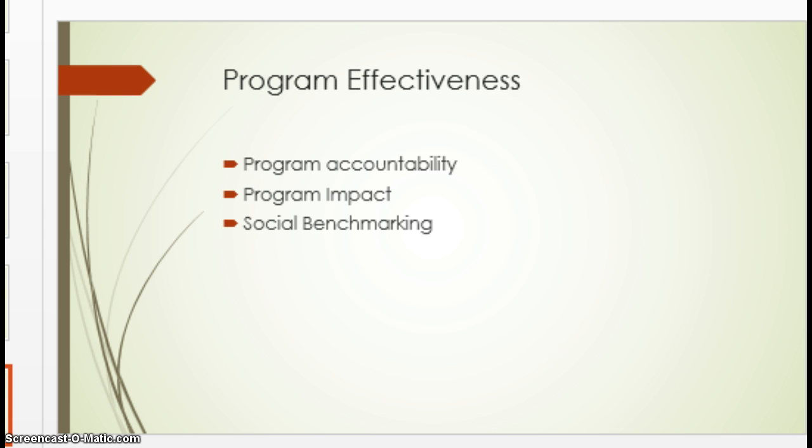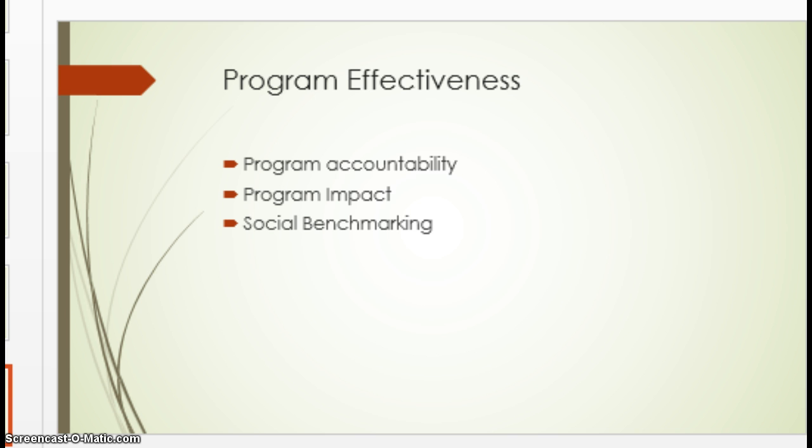Assessment information is also used to determine program effectiveness. We're all familiar with the term accountability. Governments or agencies that provide funding to programs want to ensure their programs are effective. Although program accountability is an important issue, it is equally important that appropriate methods be used to ensure accountability.